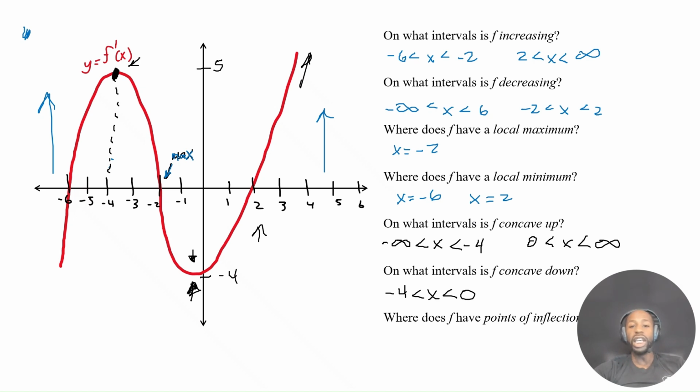Now, these points at x equals -4 and then x equals 0 are what we call points of inflection. That's where it changes from concave down to concave up. Now, let's think about this. How do we know, looking at the first derivative, that these are points of inflection?